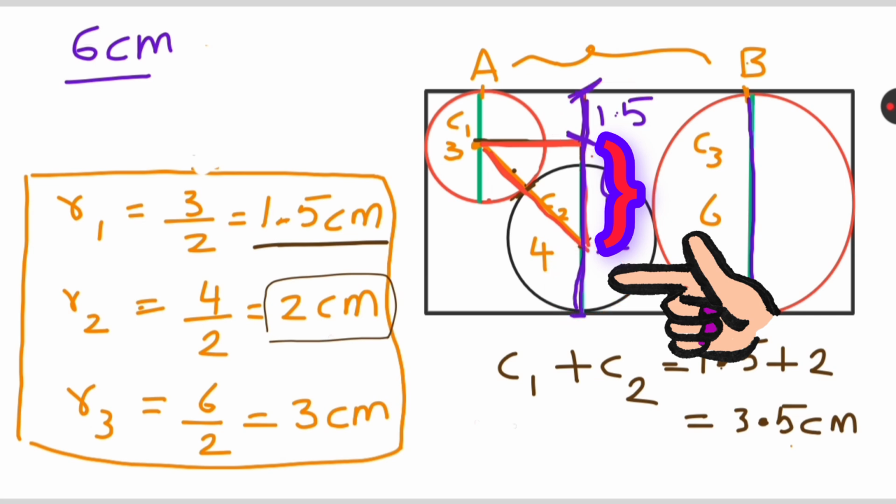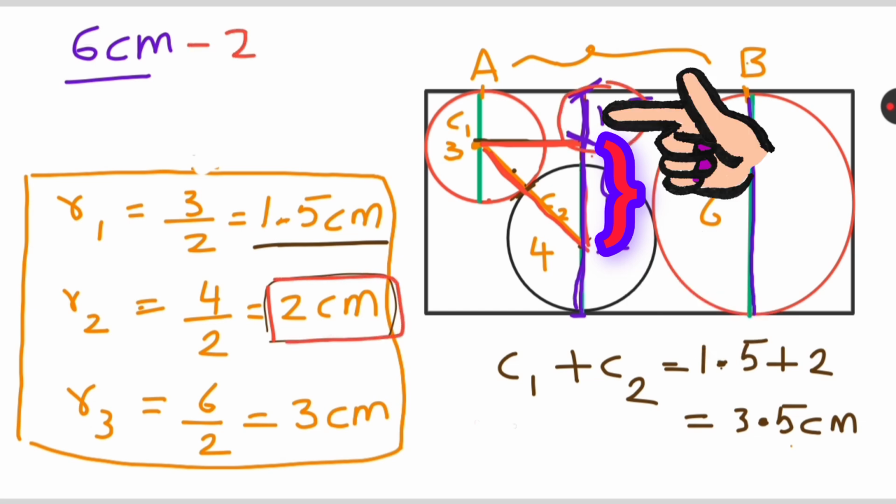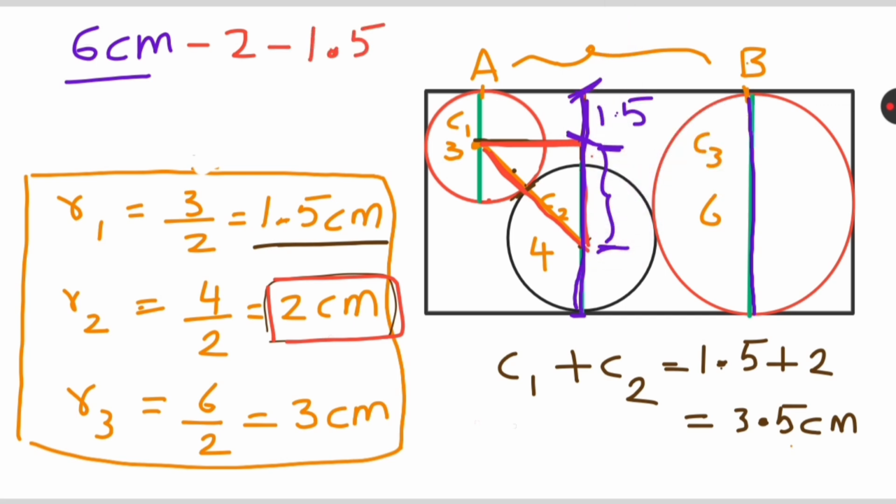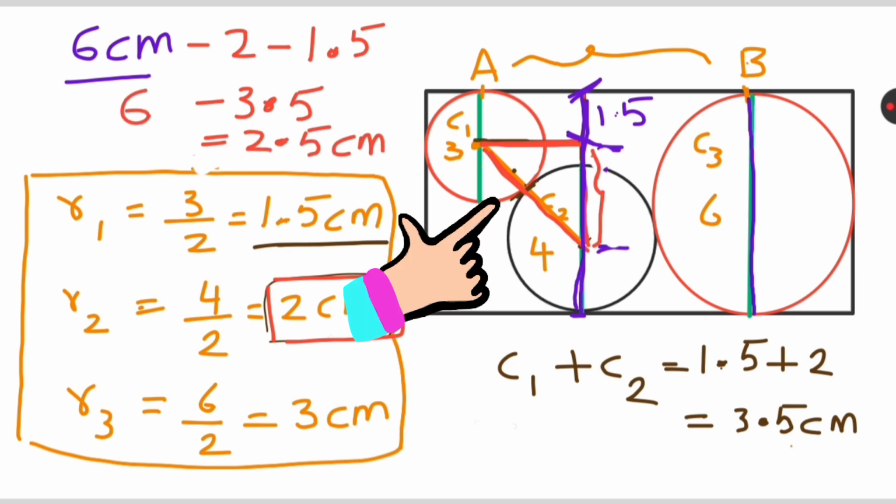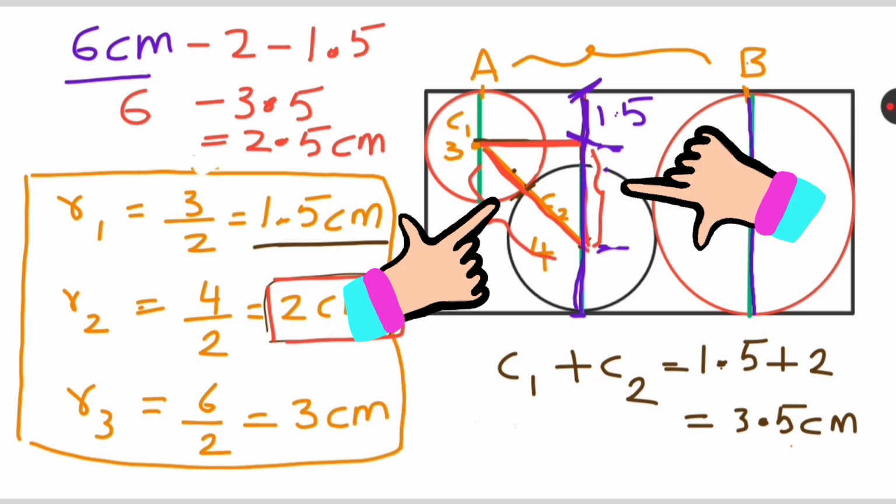So this length is nothing but the radius of the second circle. What is the radius of the second circle? That is 2 centimeters. So from the total, we need to subtract 2 centimeters, and also subtract the shortest distance, which is 1.5 centimeters. 2 and 1.5 give 3.5. From 6, if you subtract 3.5, you get 2.5. We know this length and this length, so we formed a right angle triangle.